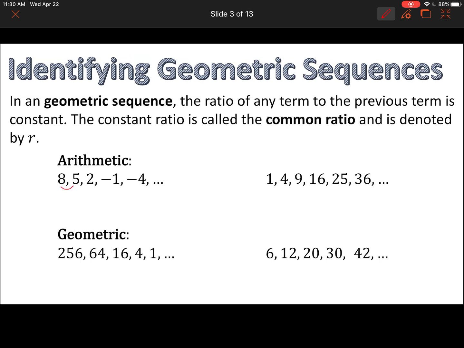For arithmetic, this one, I can see that we are subtracting 3, and then we're subtracting 3 again, and that's going to hold true for this whole pattern. So my common difference is -3. That means it's arithmetic. Now, I always check for arithmetic first because it's the easiest one to check for. So on this next one, I added 3. Did I add 3 again? Nope, I added 5. So it is definitely not arithmetic.